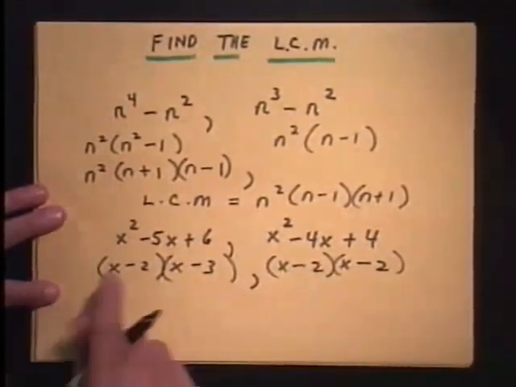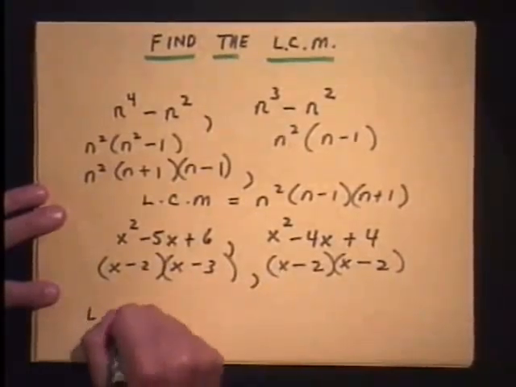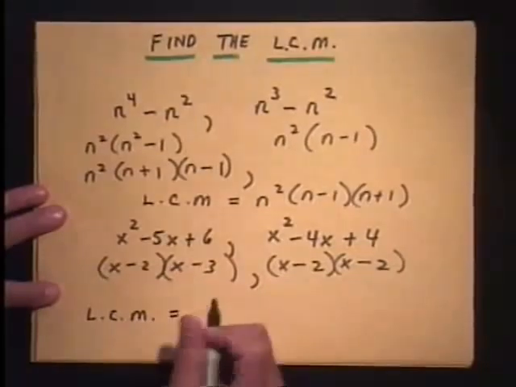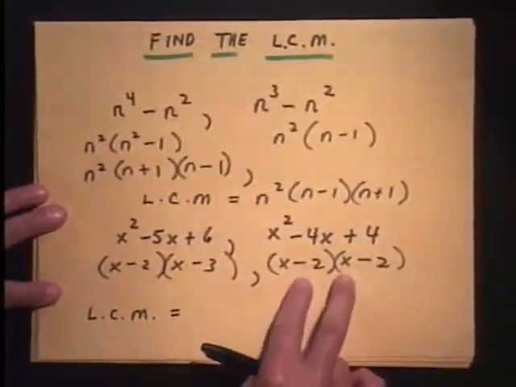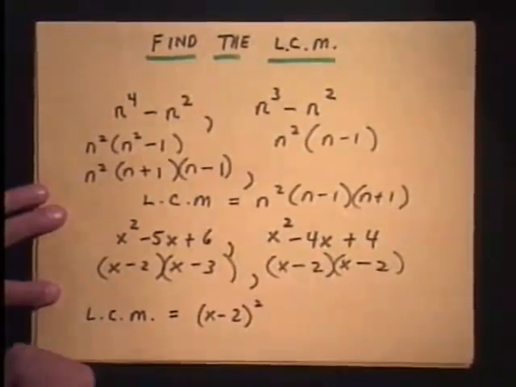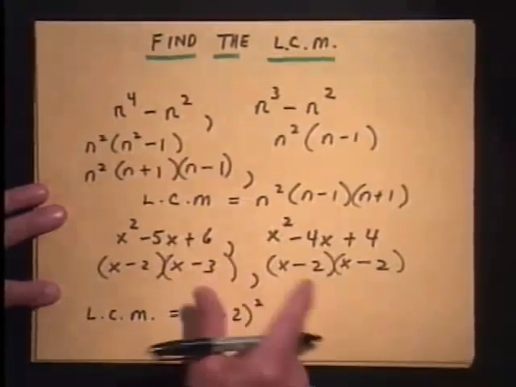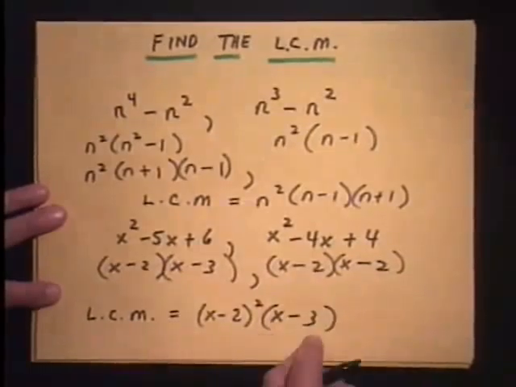All right, so to get the LCM of these, now that I have them factored, ask yourself, all right, self, which one has the most x minus 2's in it? This one. How many? 2. So we'll write x minus 2 quantity squared. And what else do we need? The most of the x minus 3's, which is only 1. Put them in the LCM pot. There's your answer.